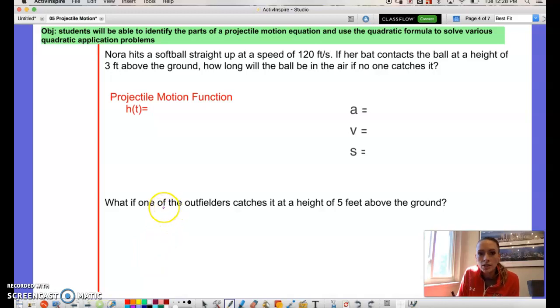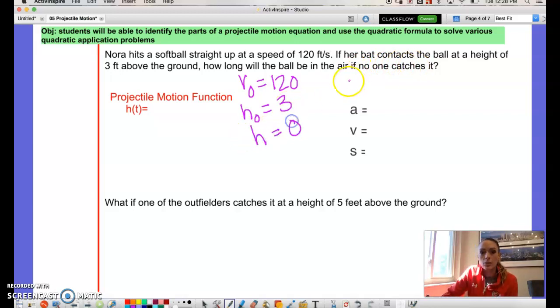All right, Nora hits a softball straight up at a speed of 120 feet per second. So we are going to use that as our initial velocity of 120 feet per second. Her bat contacts the ball at a height of, so her initial height, right, is 3 feet above the ground. How long will the ball be in the air if no one catches it? So we can assume that our ending height is 0.